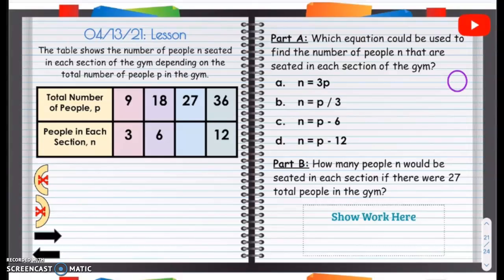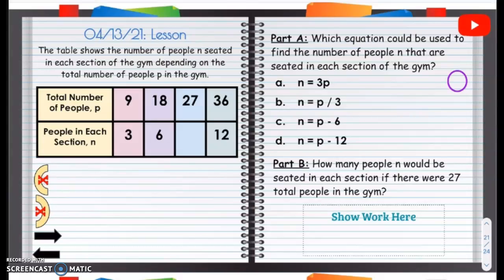All right, so this table shows the number of people, N, seated in each section of the gym, depending on the total number of people, P, in the gym. So we have this table here. And in part A, we're going to figure out which equation could be used to find this number of people that are in the gym.